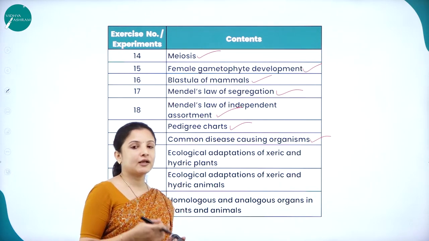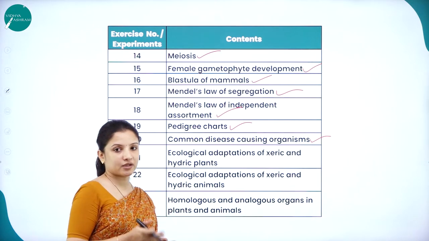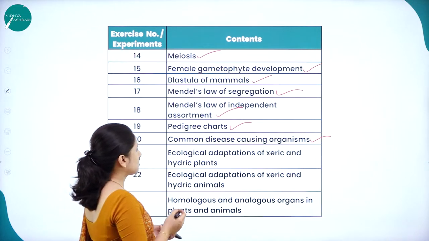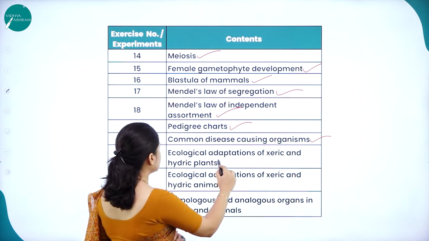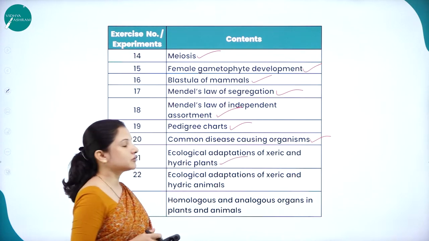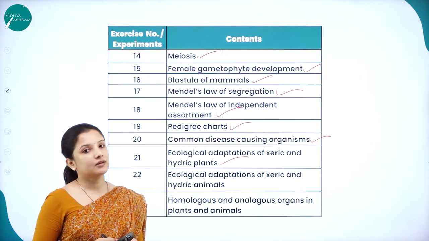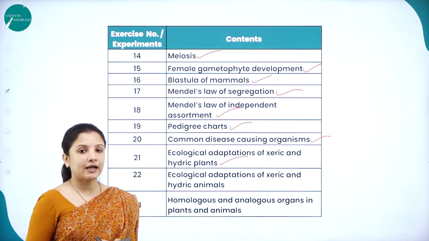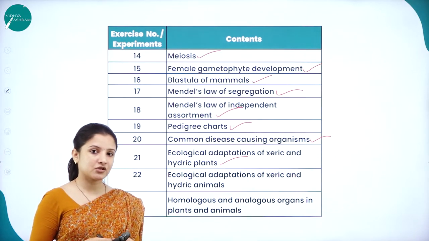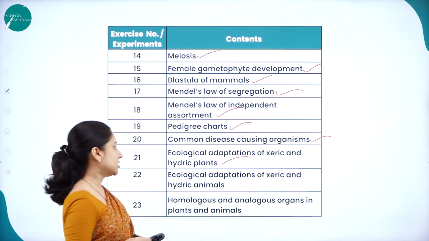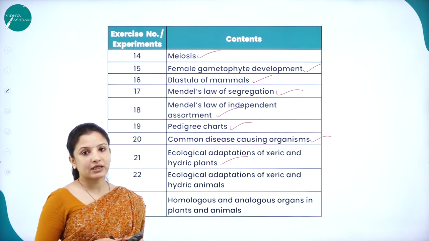You'll have to look at it and identify and name the disease that particular organism causes. Next, experiment 21 is about ecological adaptations of xeric and hydric plants. Different examples have been given in the lab manual. Based on that, what are the xeric and hydric adaptations of those plants? We need to learn about it. This is also photographs and charts.